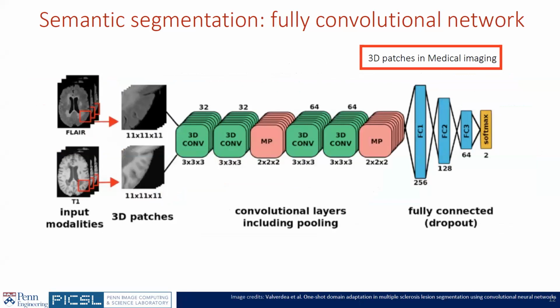Again, you have already seen that in medical imaging, we usually train the networks on 3D patches because of memory constraints. So this is generally a typical architecture. You have your input and output and a bunch of convolution layers.